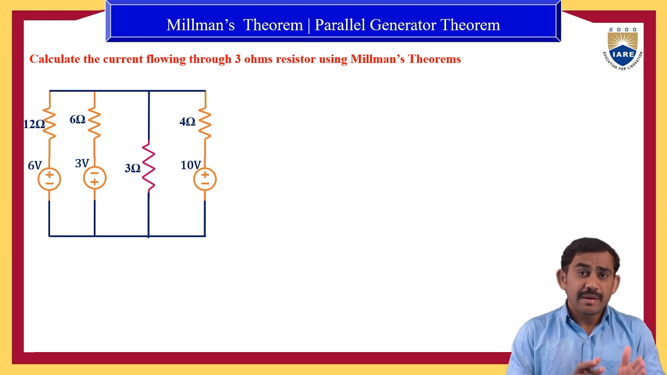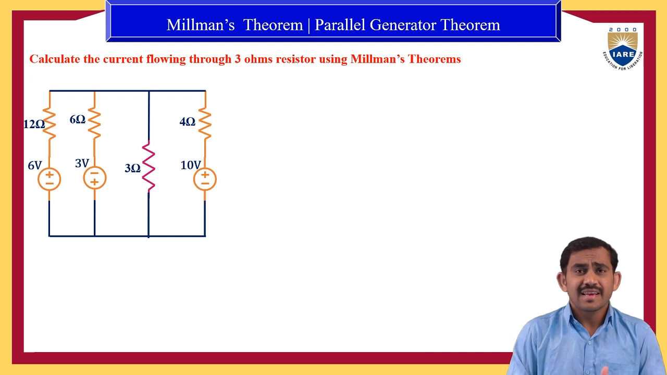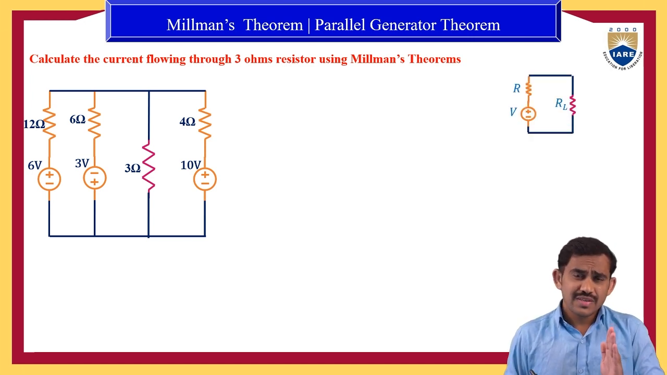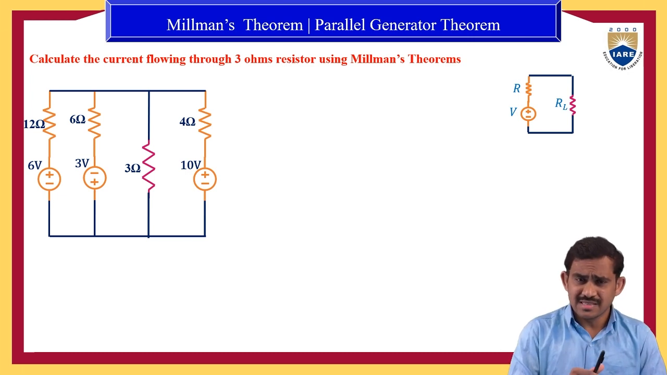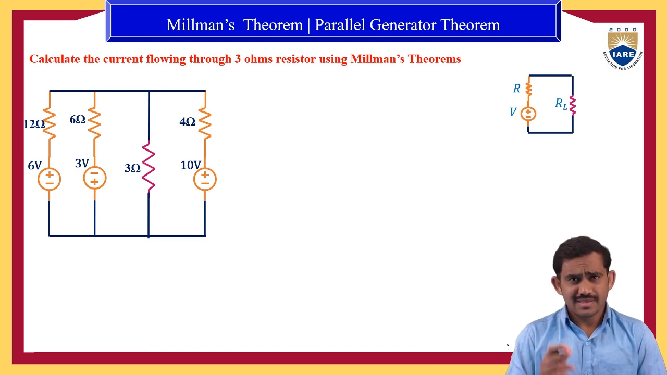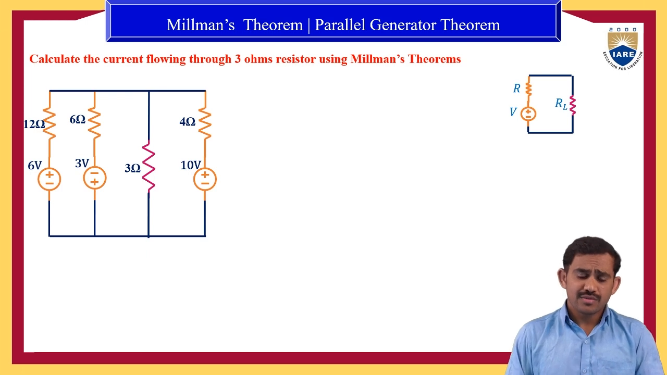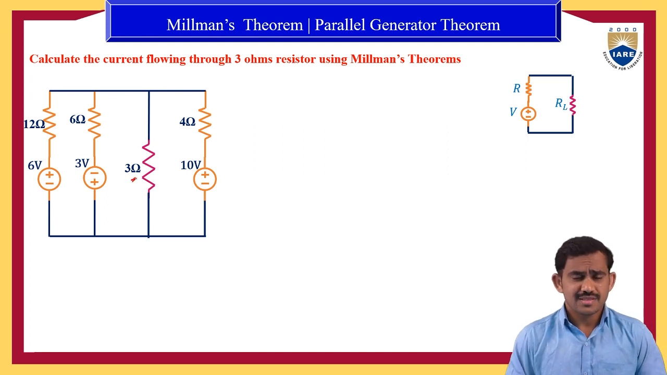Millman's theorem means a number of voltage sources connected in parallel with their internal resistances can be converted to a single voltage source in series with one resistance. That means the equivalent internal resistance and the load resistance are common, a voltage source in series with one resistor. So we require the R value and the V value. What is the load resistance here? 3 ohms is your load resistance.